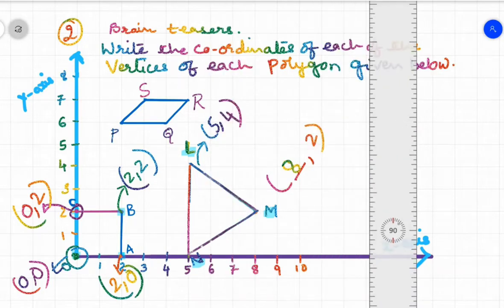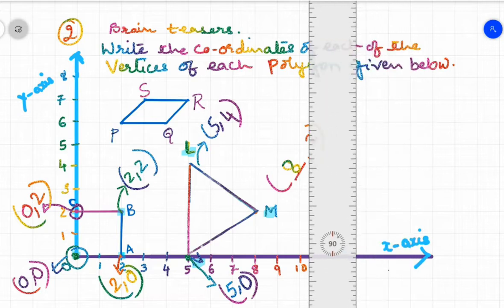Now your N is clearly on the x-axis, so the y coordinate will be 0 for this, and the point N is at 5 comma 0. So your N is equal to 5, 0. Okay, I think here it is clear. Now let us go for the next.